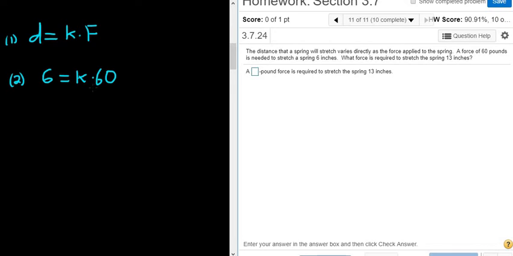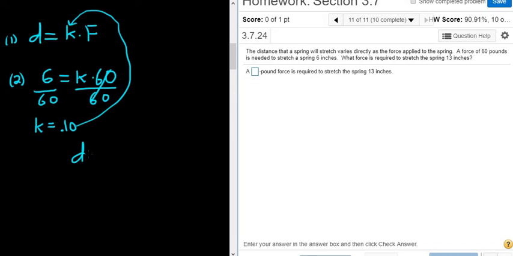Now we can solve for k. So we could divide by 60. So we get k equals 6 over 60. You could use fractions and reduce them. I'm going to go to decimals. So k is equal to 0.10 using my calculator. Now you have your k and you plug it back into your formula. So d is equal to 0.10F.